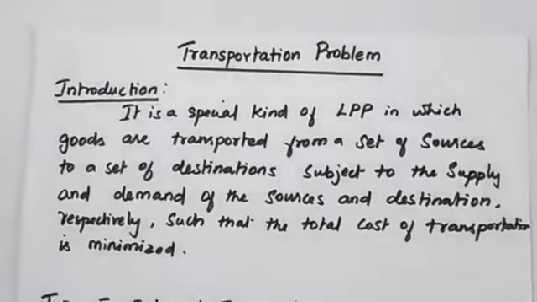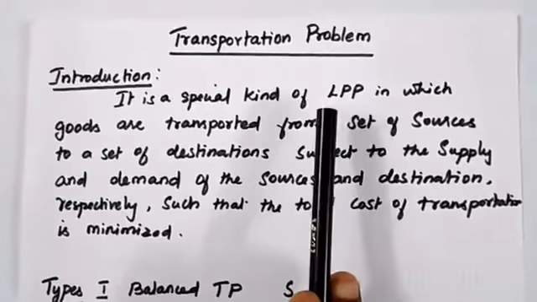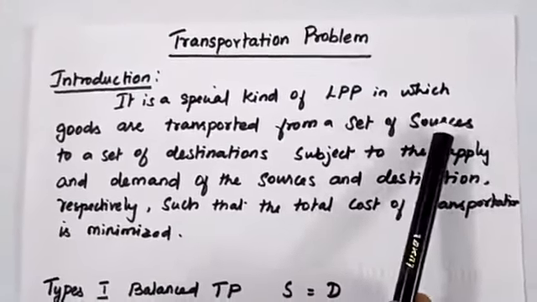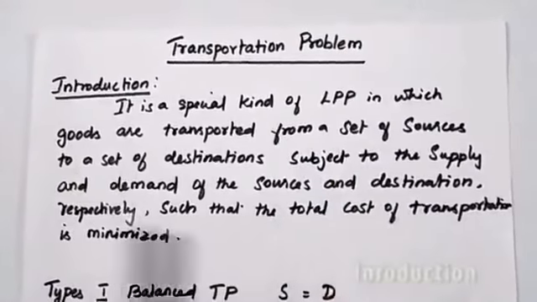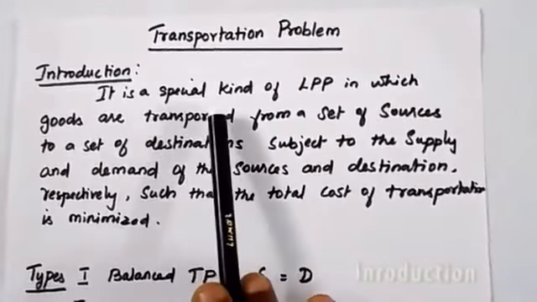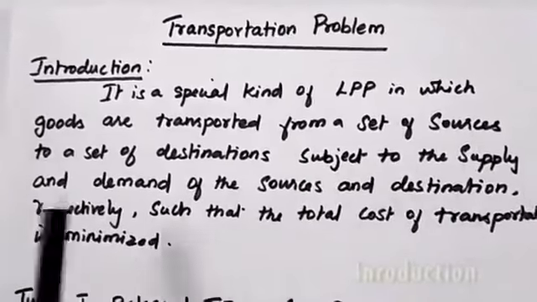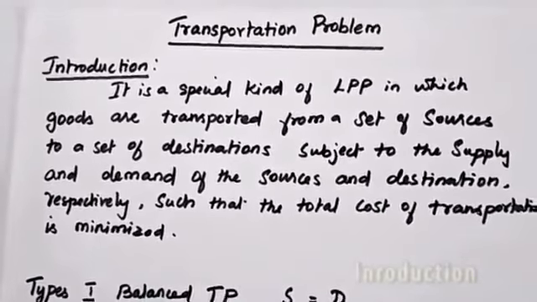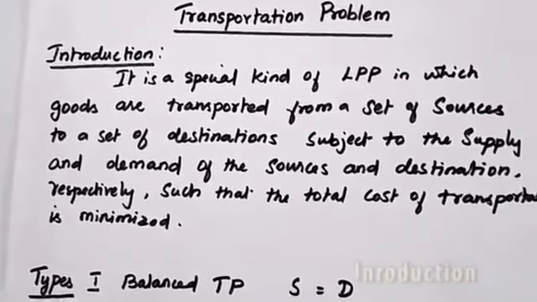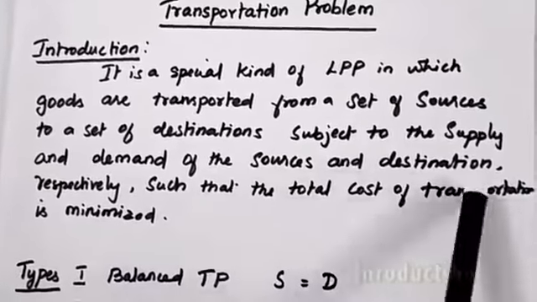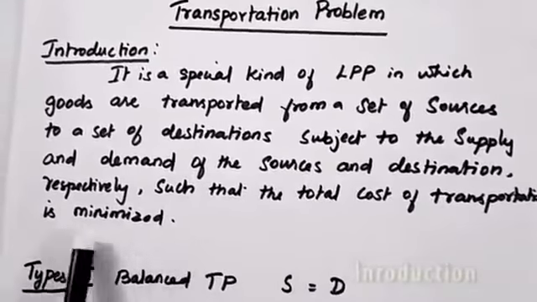Hi, in this video I am going to explain the transportation problem. Before I explain how to solve it, let me give an introduction. A transportation problem is a special kind of linear programming problem in which goods are transported from a set of sources to a set of destinations, according to the supply and demand of the sources and destinations respectively, such that the total cost of transportation is minimized.